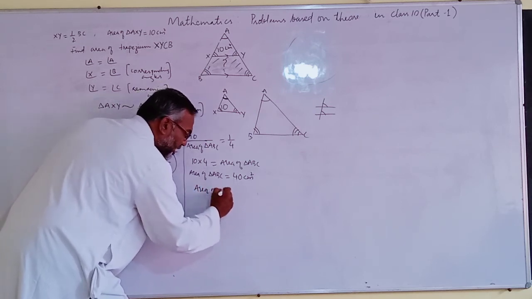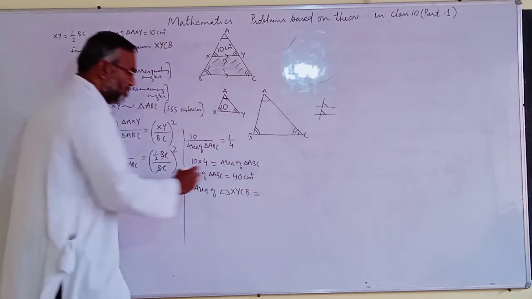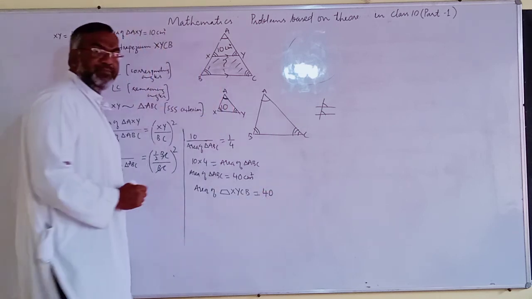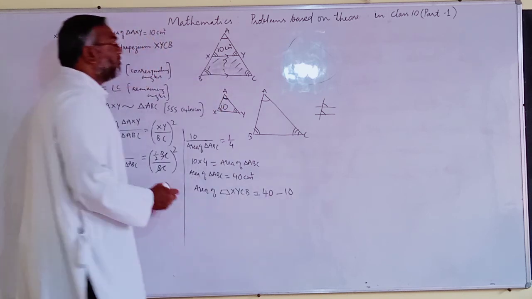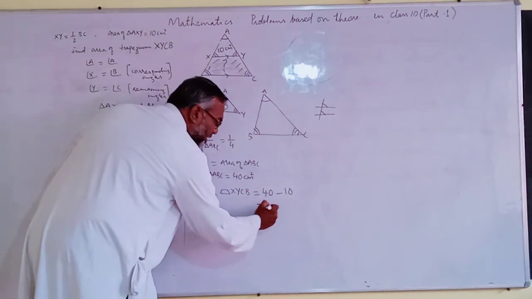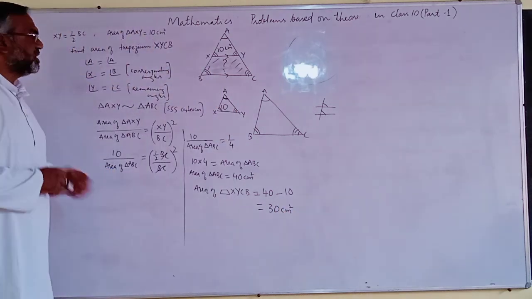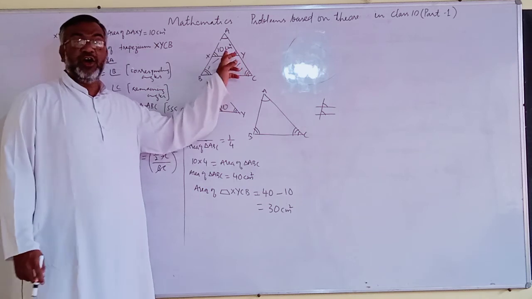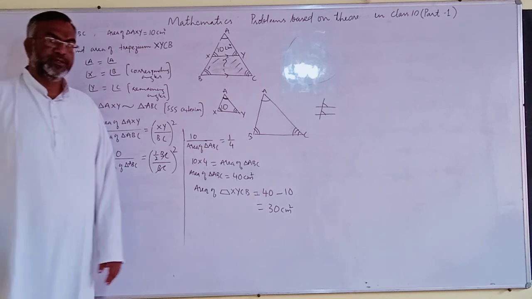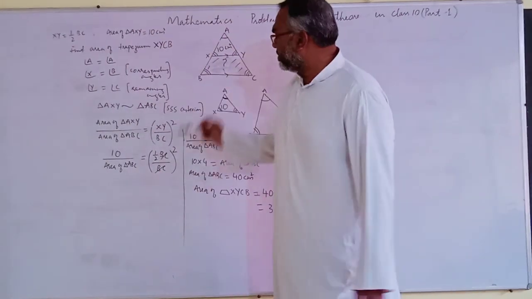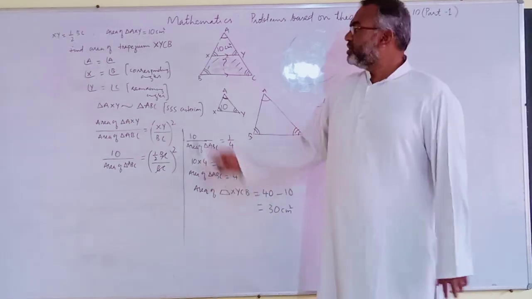So area of trapezium XYCB will be equal to 40, area of triangle ABC, minus 10, area of triangle AXY, right? That will be equal to 30 square centimeter. So 30 square centimeter is the area of trapezium XYCB. We got it. This is the question that came in the exam, and we used the theorem here.